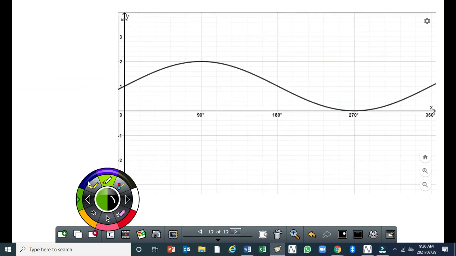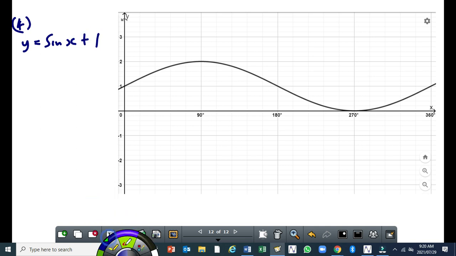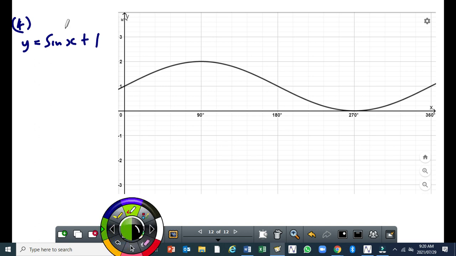Then the last graph, well, this one, I gave the name y equal to sin x plus 1, right? Now this one here, the amplitude of this graph, you can do a calculation if you want, but you can also determine it by finding the coefficient of sin x, it's a 1. So amplitude will be equal to 1.